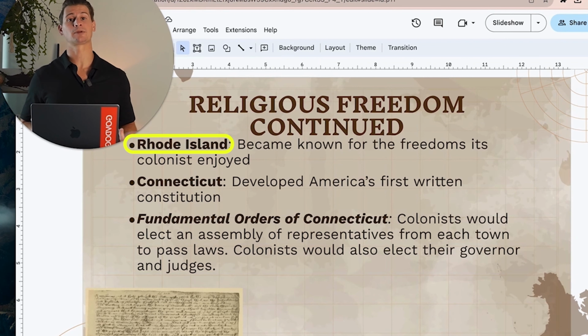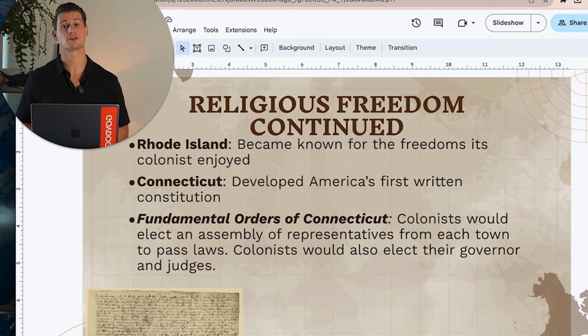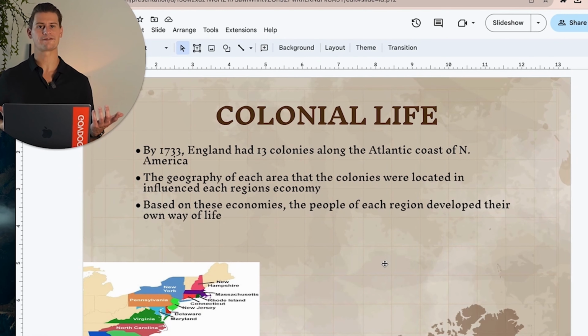Rhode Island was very popular because of the freedoms that it provided the colonists. And Connecticut actually developed the first constitution in America. We call this the Fundamental Orders of Connecticut. So what was life like in the colonies?